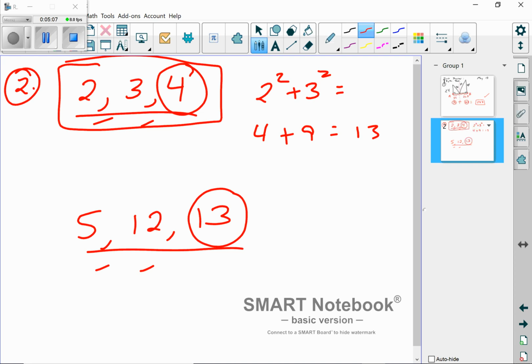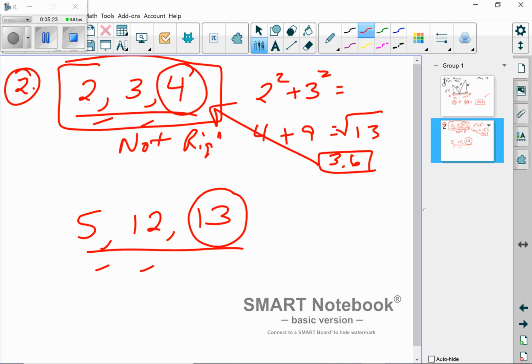And you already know this is not a right triangle because the square root of 13 is not going to be 4. It's 3.60. So the square root of that, 3.60, tells me that this triangle here is not a right triangle, which means that 2, 3, and 4 are not three numbers that form a Pythagorean triple.